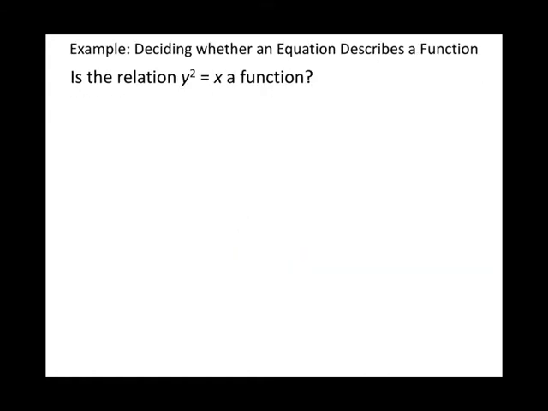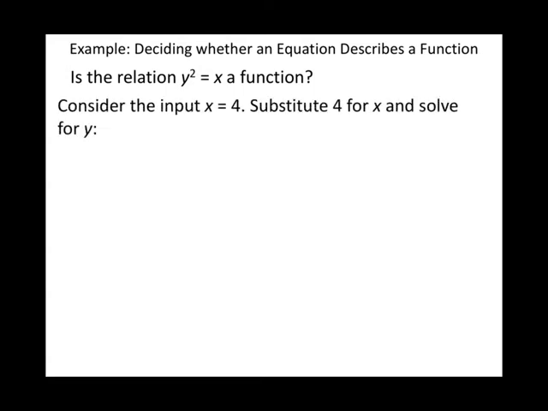Okay, how about this one? Is the relation y squared equal to x a function? One more time, what is the definition of a function? We need to have one input lead to exactly one output.